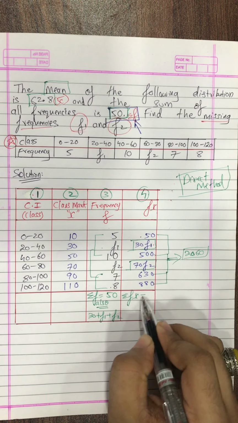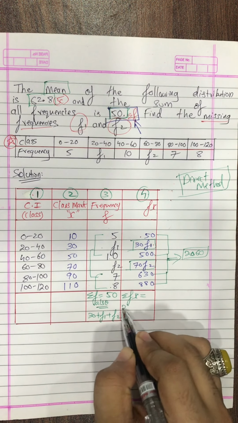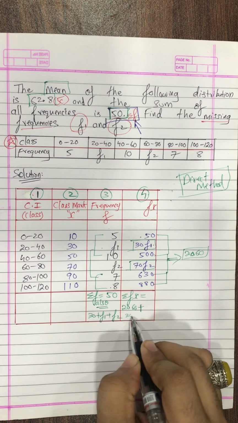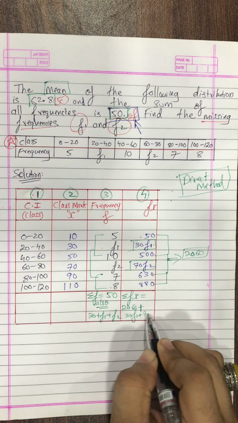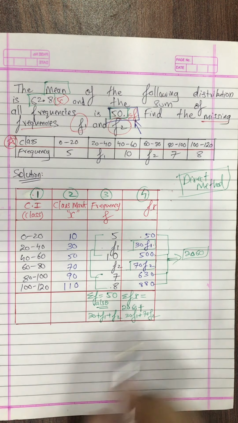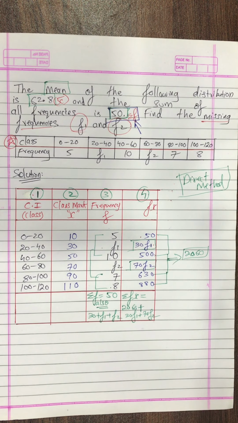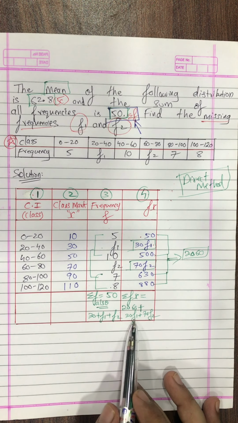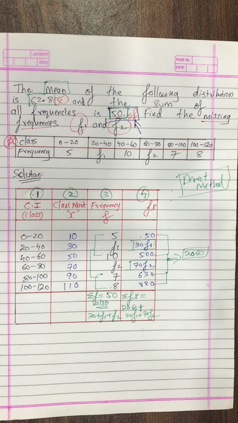So what will be my summation? My summation will be 2060 plus 30 f1 plus 70 f2. We cannot add these 30 and 70 because this is f1 and this is f2. So this is the case now.